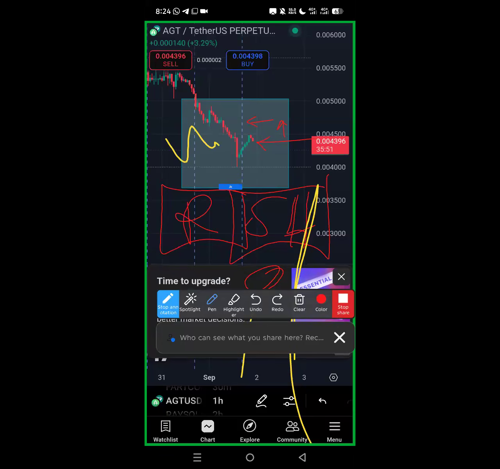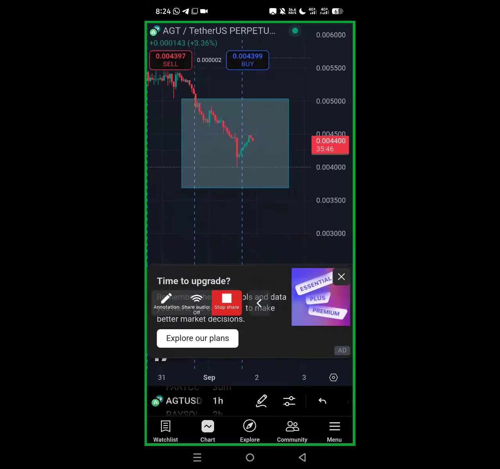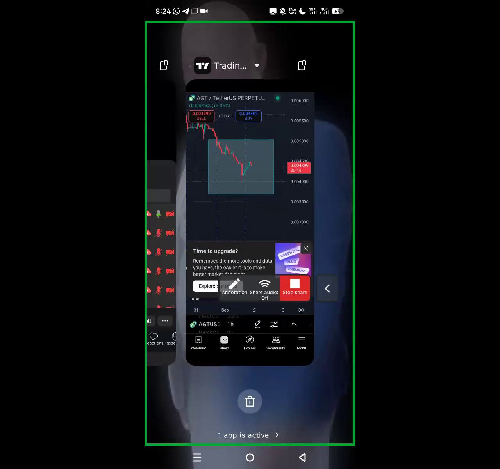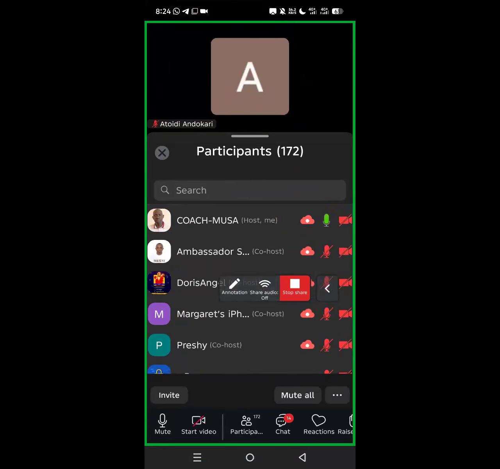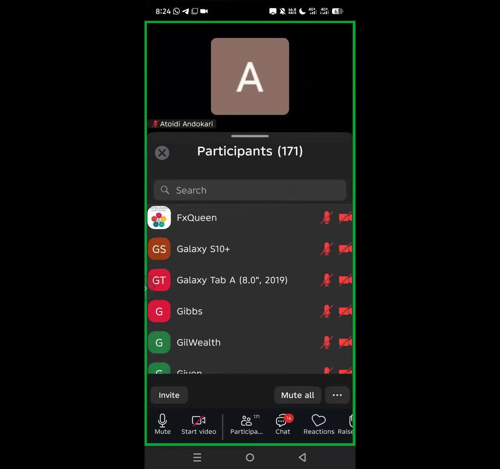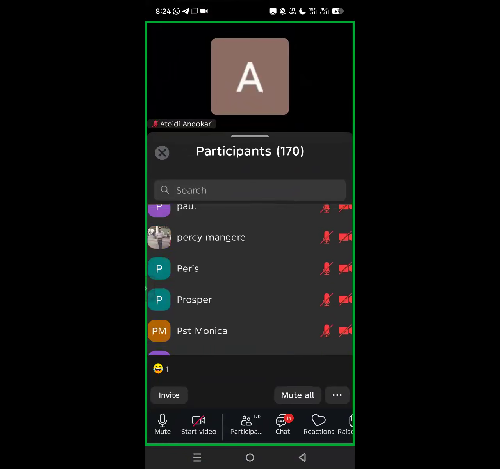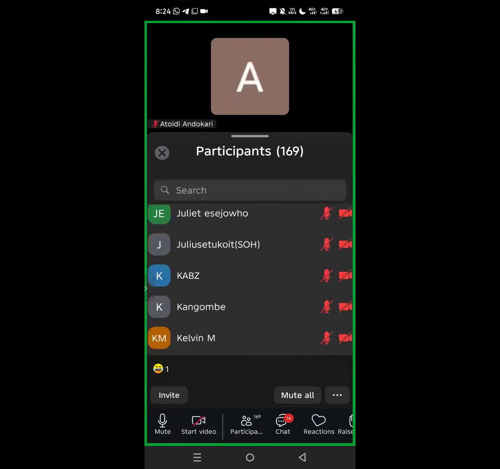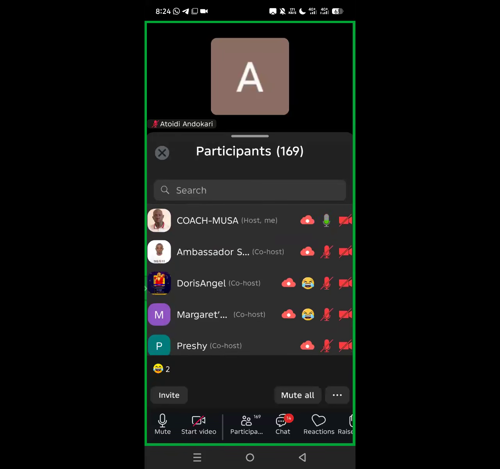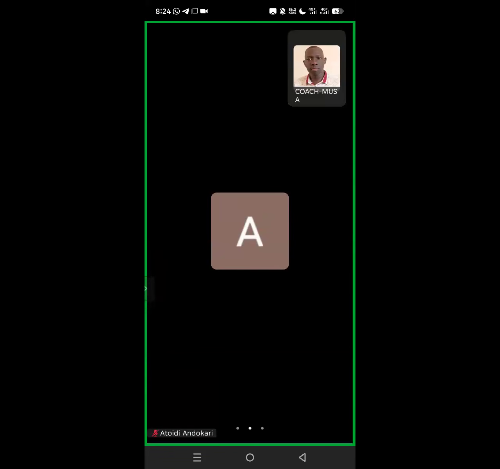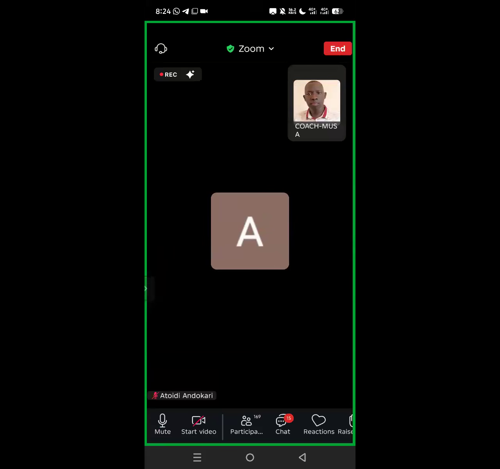Somebody is disturbing the screen. I don't know who that is. Or maybe you can share your screen and carry on from there. I don't know who that person is. Come out and share your screen. I can give you the last 5 minutes, and you share your screen and do what you want to do.